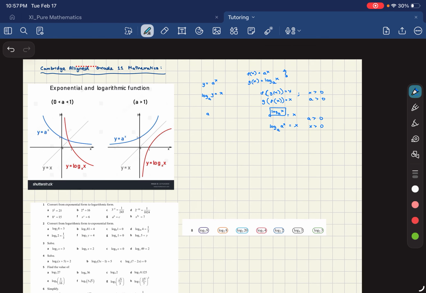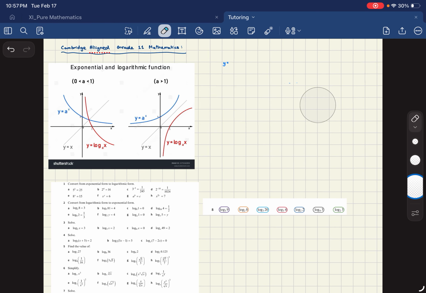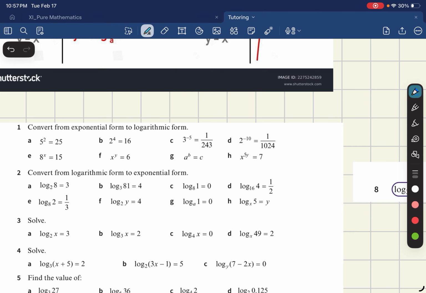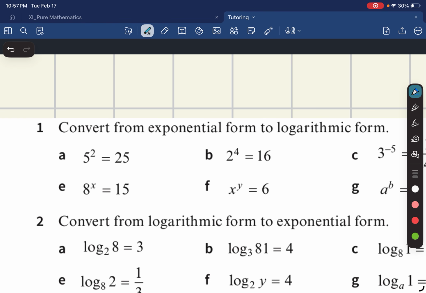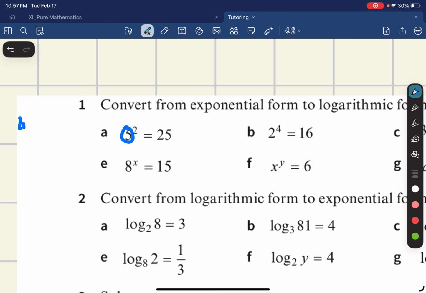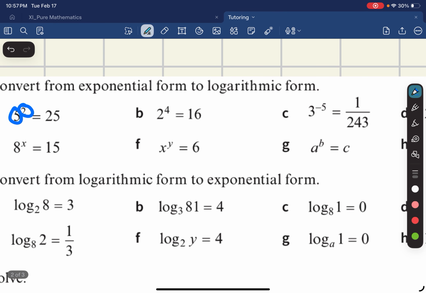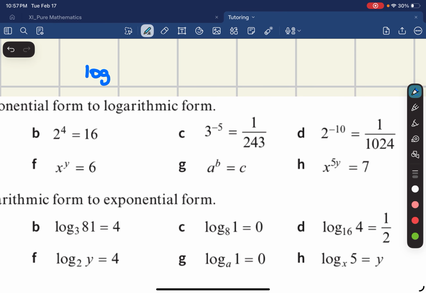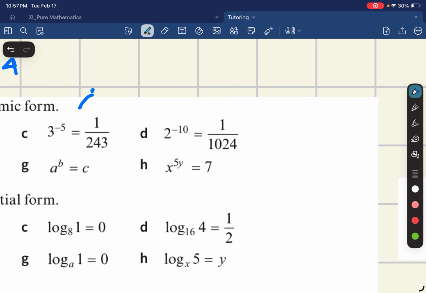So now we're going to try to extend and solve questions for any base a. Convert from exponential form to logarithm form. You take your base, log base 5, and when you raise 5 to 2, you get 25. This is the same thing here. So log base 2 of 16 is going to be 4, right? 2 to the power 4 is 16. And log base 3 of 1 over 243 is going to be negative 5. 3 to the power negative 5 is this.